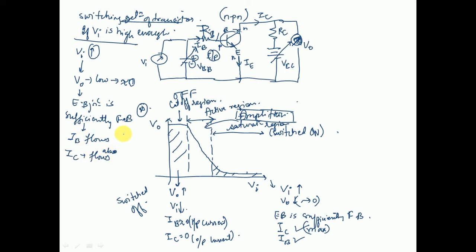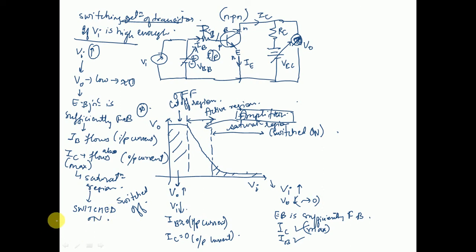IB is the input current, IC is the output current. IC also flows, and IC will be maximum. This is known as the saturation region, in which the transistor is working. So the transistor is switched on.